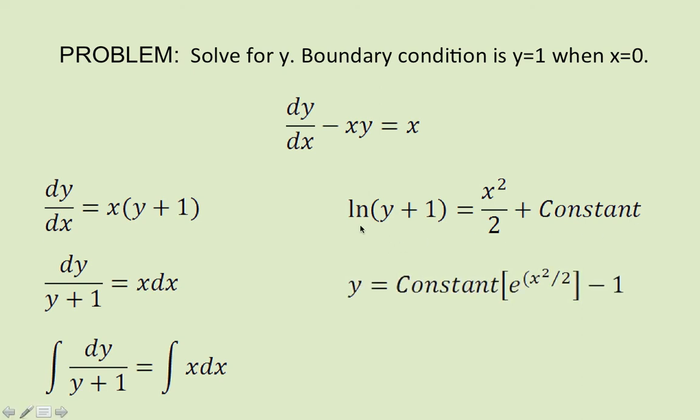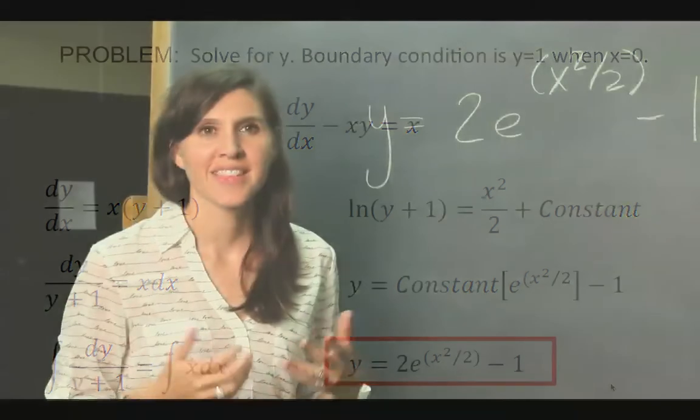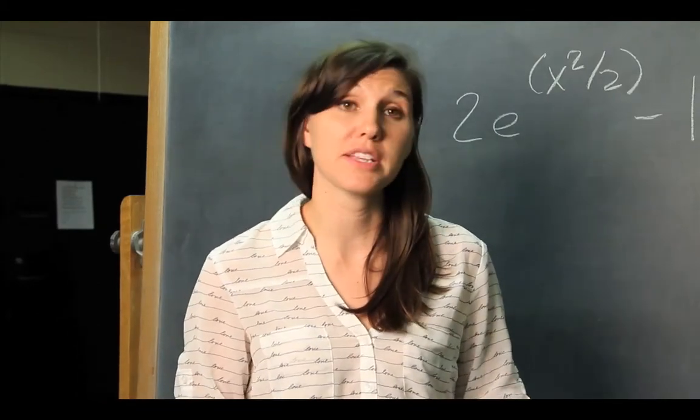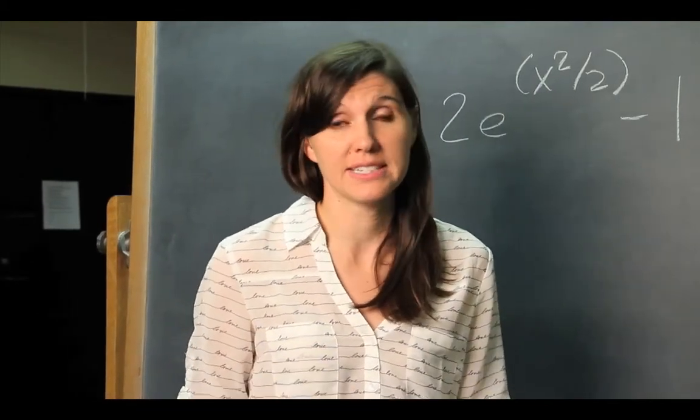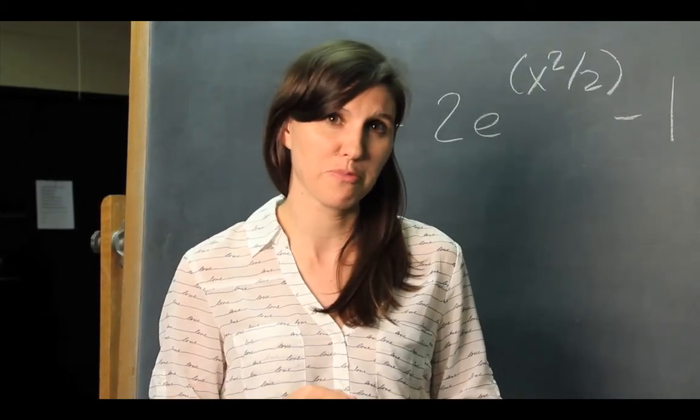If we take the exponential of both sides, we find that y equals constant e to the x squared over 2 minus 1. We can now use the boundary condition to get our particular solution. Inserting the boundary condition, you should find that y equals 2e to the x squared divided by 2 minus 1. Hopefully you were able to easily find the solutions to these example differential equations by using the technique of separate and integrate. If not, you can complete some more practice problems in Chapter 8, Section 2 of BOAS.